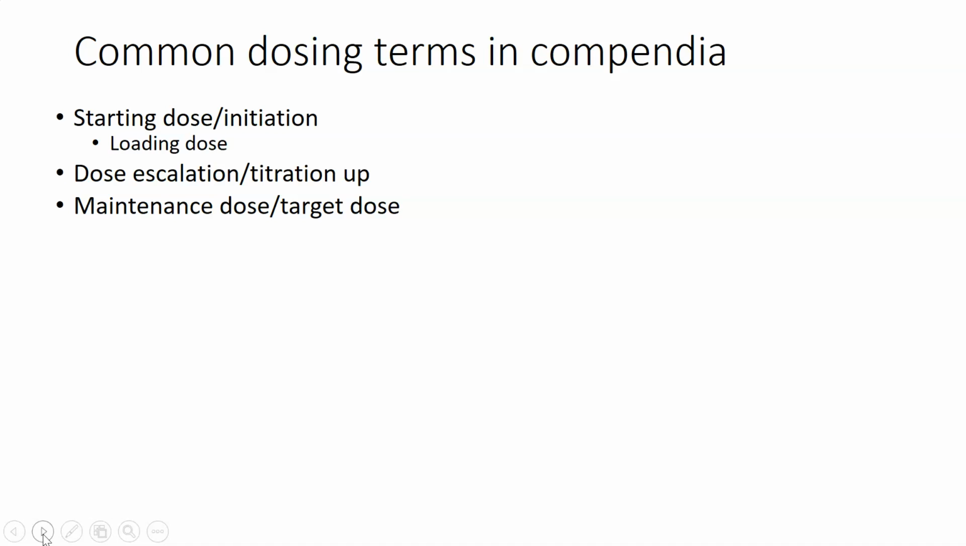And usually what you're trying to titrate up to is your maintenance dose, or in some cases, if it's a guideline-driven recommendation, it might call it a target dose. Those terms are kind of used interchangeably, but this would be the goal dose that we're trying to get the patient to and the dose that they're likely to be on for quite a while.